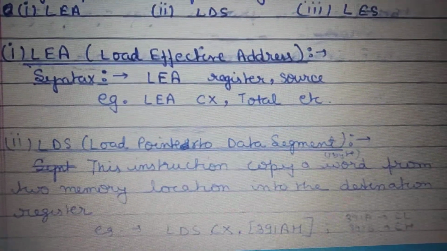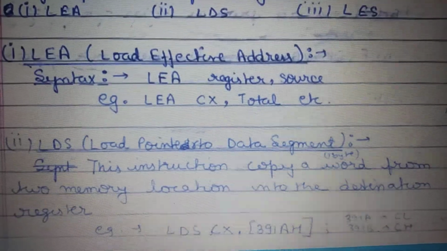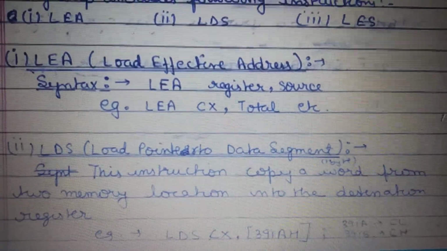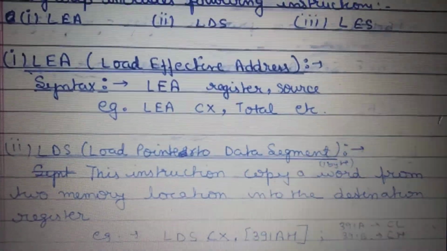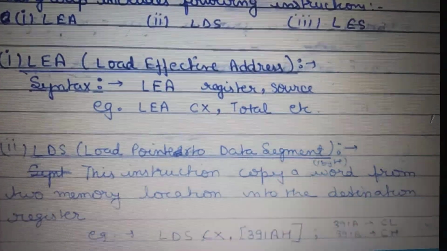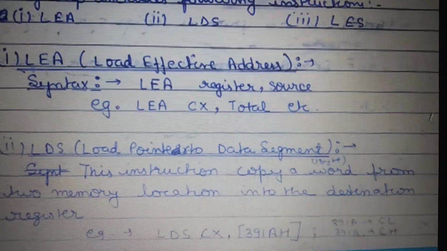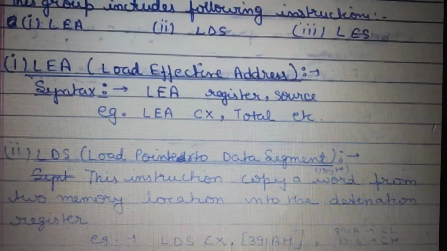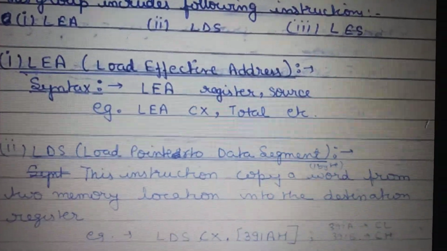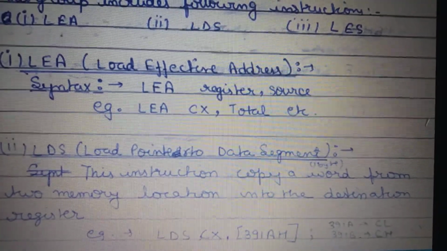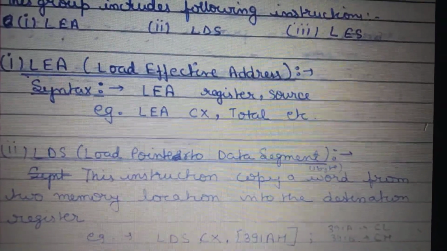So this instruction copies the address of the data, and which type of address? Offset address. So this offset address will be loaded to register CX. The LEA instruction copies the offset address of the data given in the instruction into the 16-bit register.